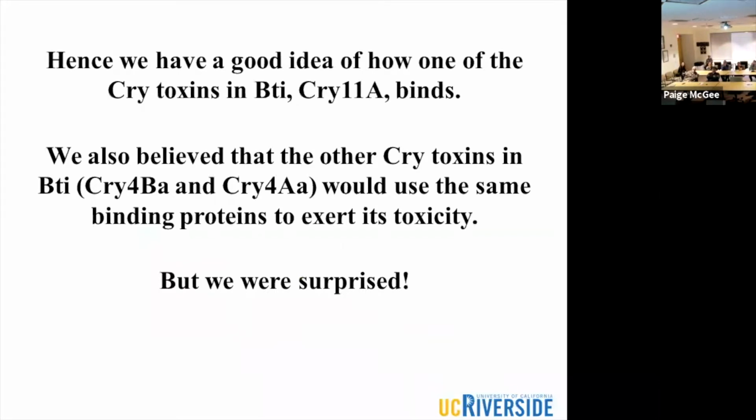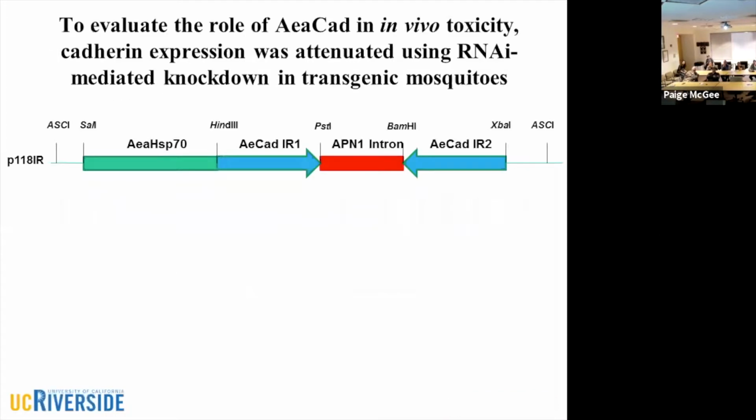So we generally thought that we have a good idea of how Cry11A binds, and so we also believe that the other Cry toxins in here, Cry4B and Cry11A, also bind in a similar mechanism. But we were surprised that, in fact, Cry4B has a different mechanism than Cry11A. Because it doesn't bind to cadherin molecule, for example, Cry4B doesn't bind to cadherin.